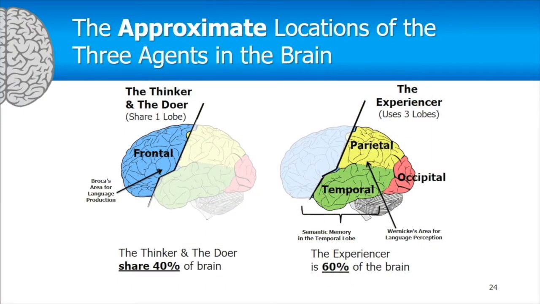Now, this is not a hard black line here. There are parts of the model of the world that can be in the frontal lobes, and there are parts of the thinker and doer that can be in the back three lobes of the brain.